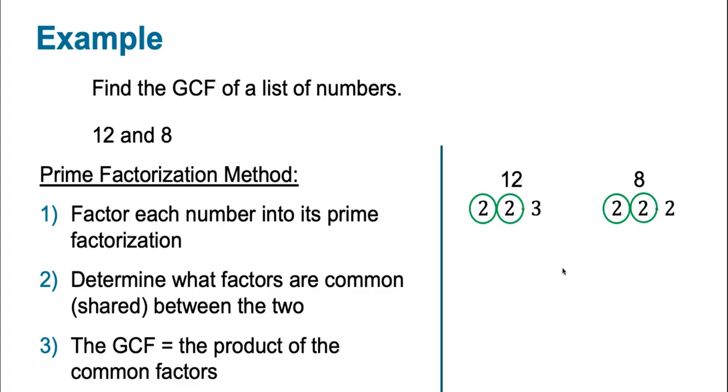have in common. The GCF is the product of what they have in common. Take what's in common, multiply those together, and that gives us the GCF. So in this case, the GCF is 2 times 2, which equals 4. So the GCF of 12 and 8 is 4. We found it using the prime factorization method.